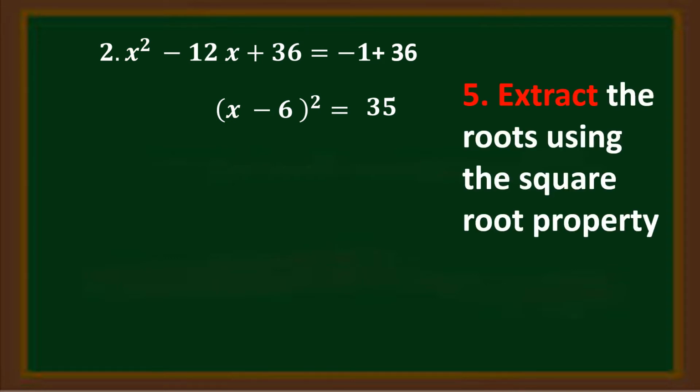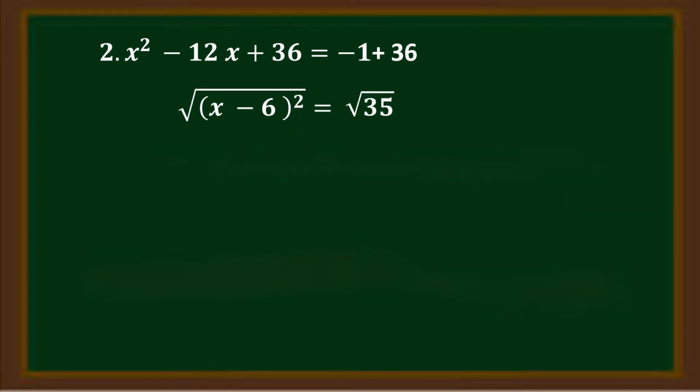Next step is to extract the roots using the square root property. So we'll be getting the square root of x minus 6 squared and the square root of 35. The square root of x minus 6 squared is x minus 6, and the square root of 35 is positive and negative square root of 35. The factors of the radicand 35, aside from 1 and 35, are 5 and 7. Both are not perfect square numbers, so square root of 35 is said to be in its simplest form.